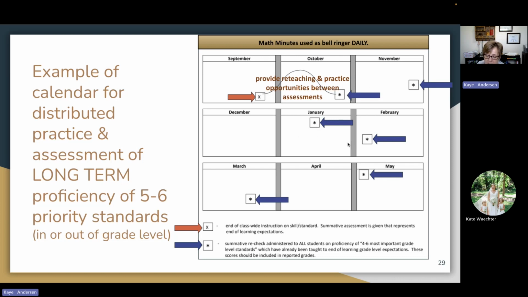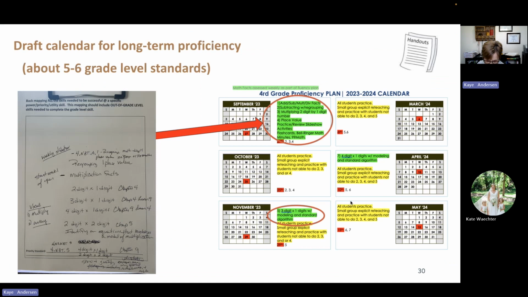So these are spaced about 4 to 6 weeks apart, where I should be coming back and doing a summative recheck for all students on those most important grade level standards that I have identified, and continue practicing opportunities for the students and or reteaching opportunities for those students that did not achieve proficiency.